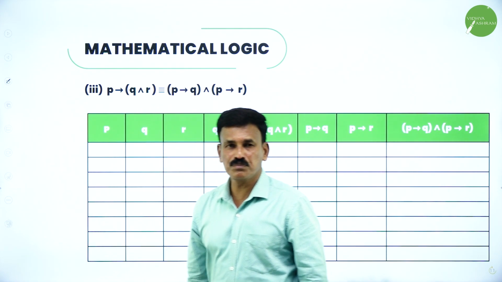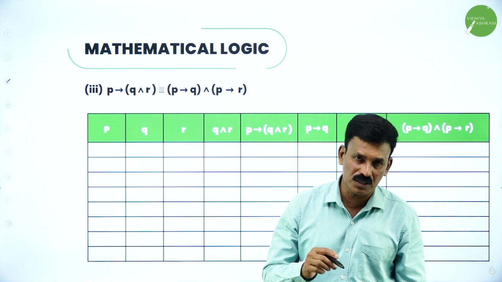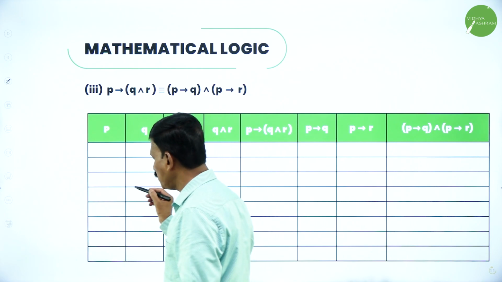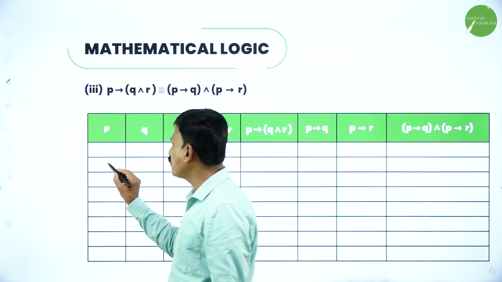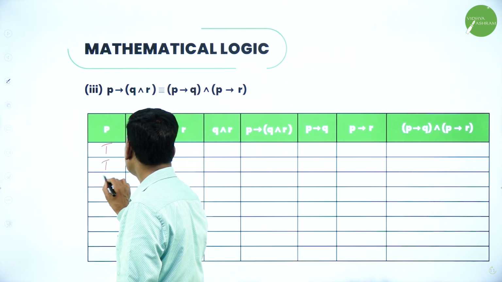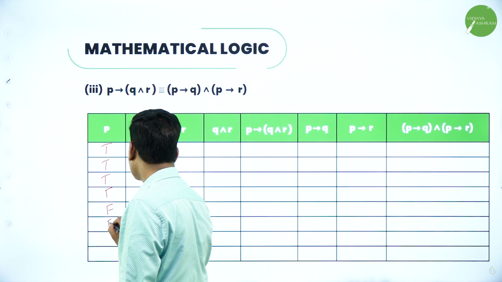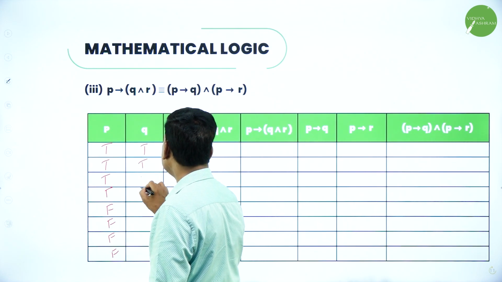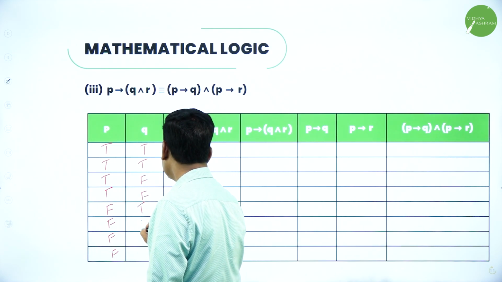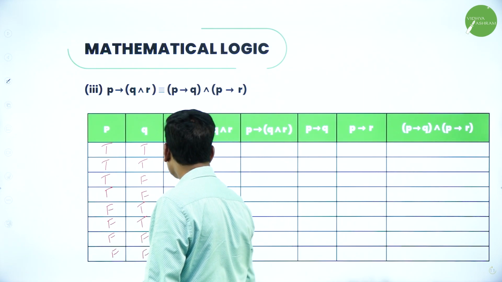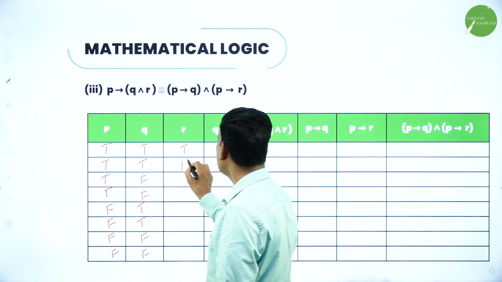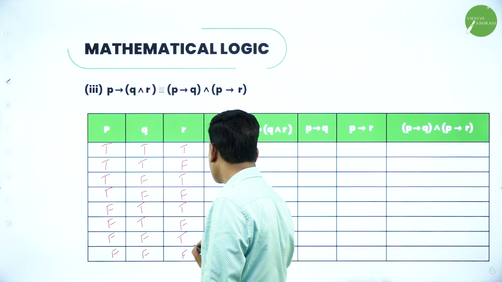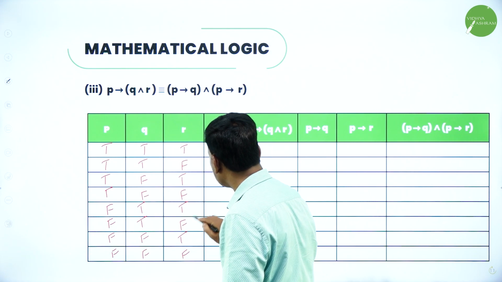Now, as you know, for P, Q, R, we are going to take the truth values as 2 into 2 into 2, 2 to the power 3, that is 8. For P, the first 4 are true, true, true, true, and the remaining 4 are false, false, false, false. For Q, it is T, T, F, F, T, T, F, F. And for R, alternating: true, false, true, false, true, false, true, false. Total 8: 1, 2, 3, 4, 5, 6, 7, 8.